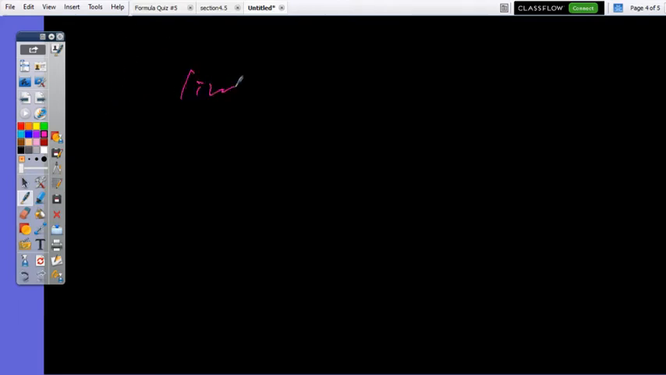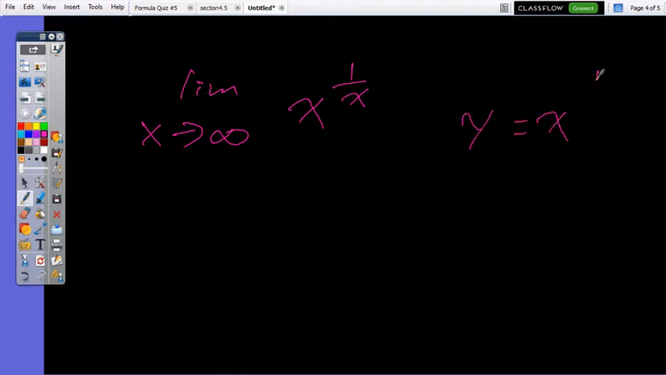It's the limit as x goes to infinity of x to the power of 1 over x. Anytime you see a variable to a power, what you need to do is set y equals x to the power of 1 over x. And back to what you learned from Algebra 2 and Pre-Calc, we can always bring down the power by taking the natural log.